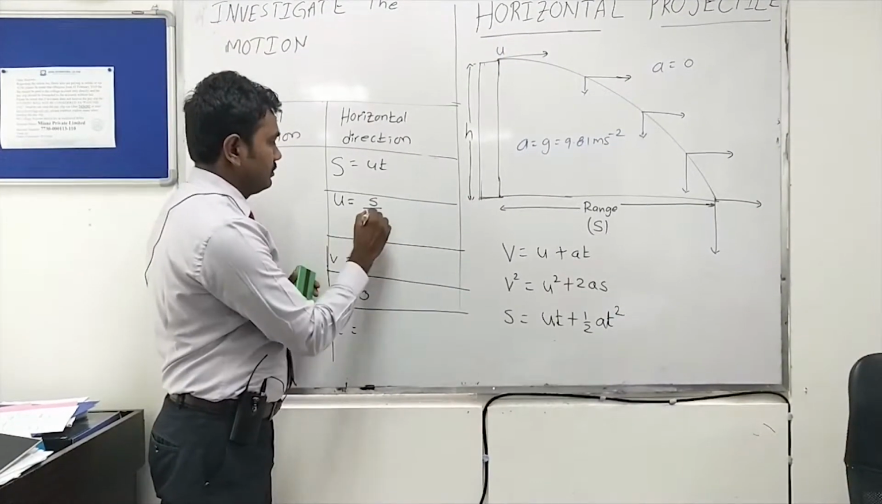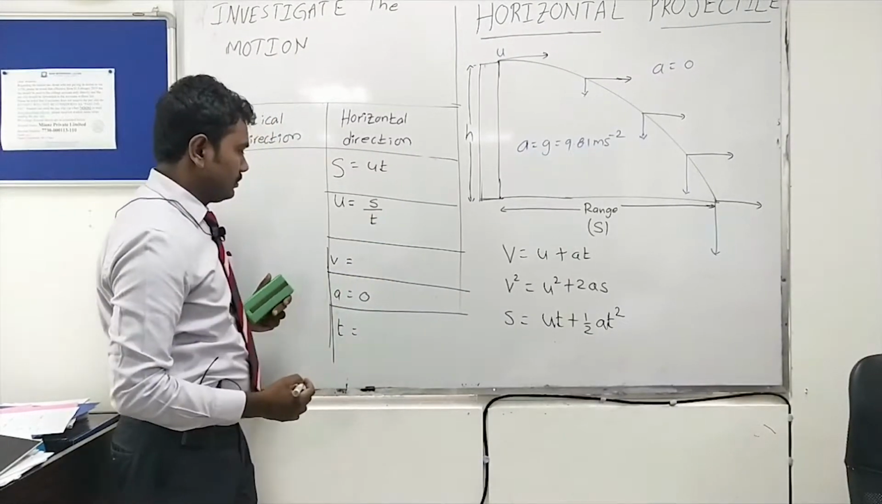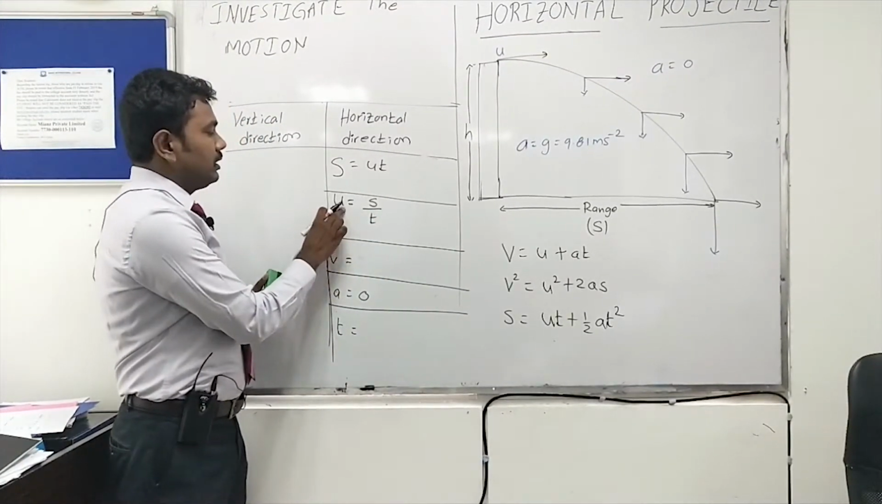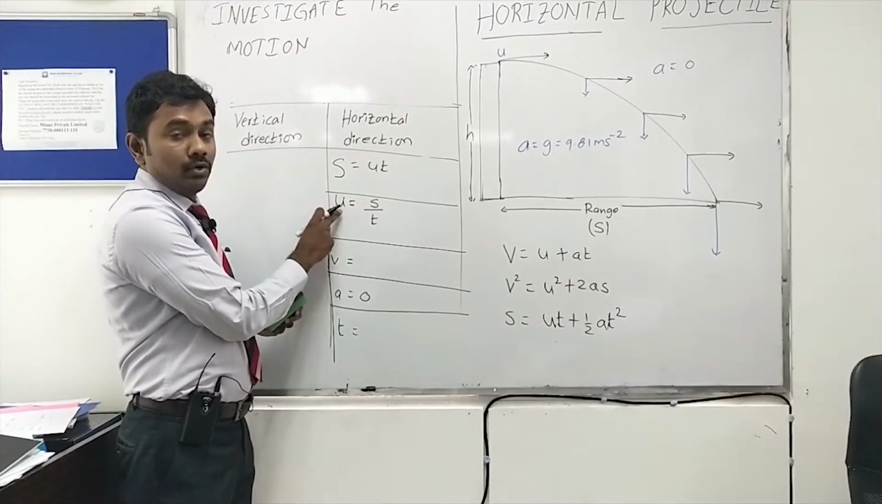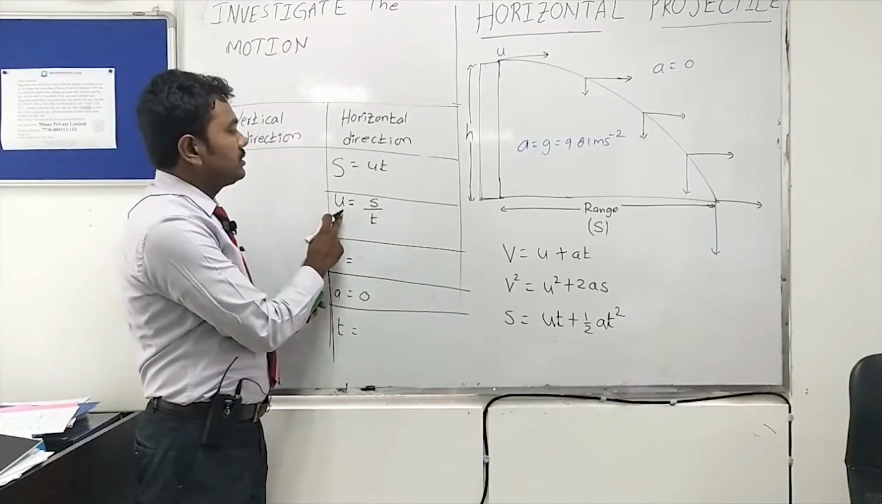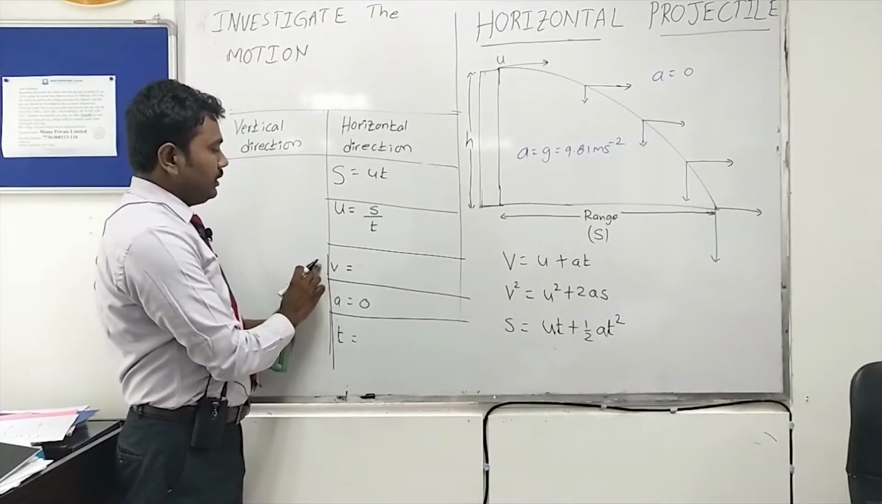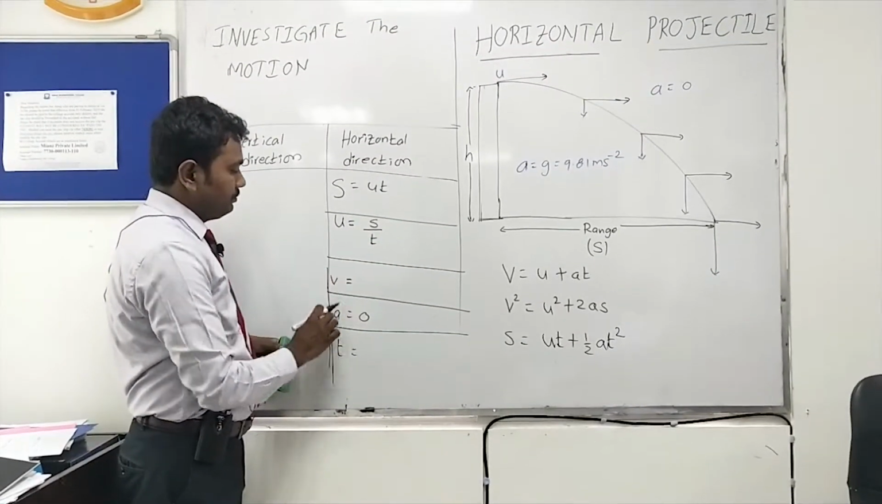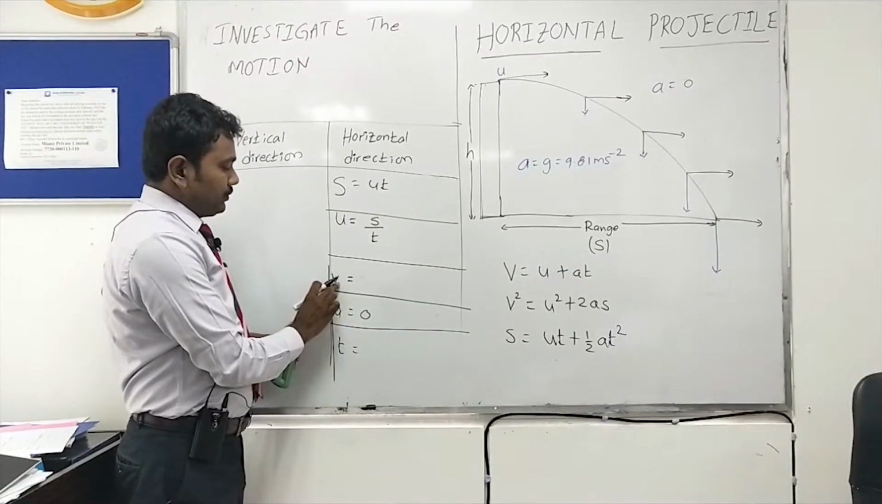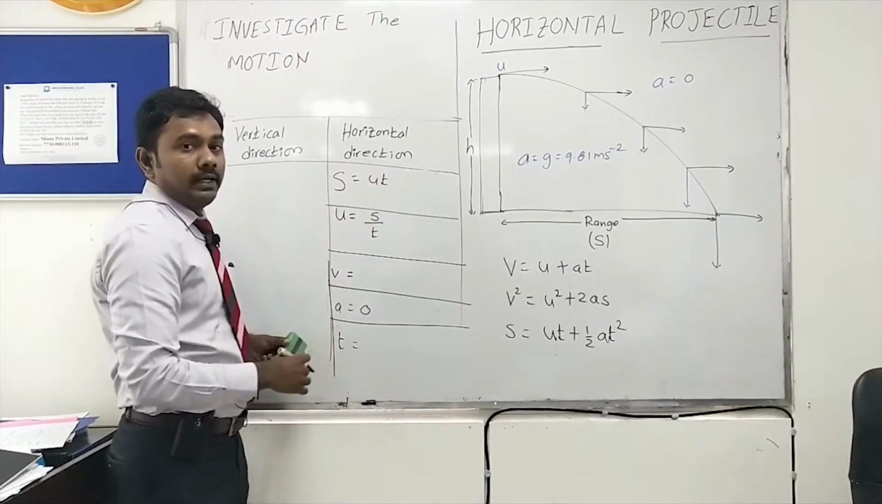So here the u stands for the initial horizontal velocity, which is equal to range over the total time taken. Now, we shall look at the final velocity in the horizontal direction.